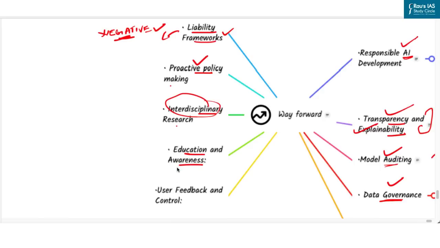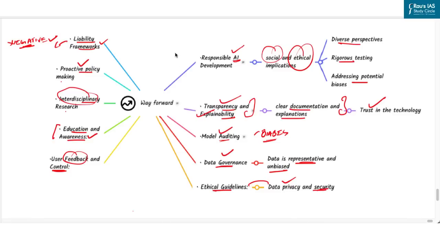It is important to educate the public and raise awareness about the potential negative impacts of AI technologies. Why? Because this will empower individuals and communities to make informed decisions about its use. Last but not the least, users should be able to provide feedback on the output of the generative AIs and have control over how their data is used. So these are a few ways forward which can help to subsidize concerns related to GPT-4.